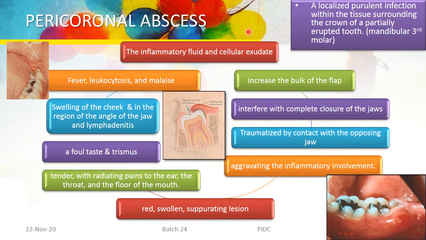In case of pericoronal abscess, it is a localized purulent infection within the tissue surrounding the crown of a partially erupted tooth.